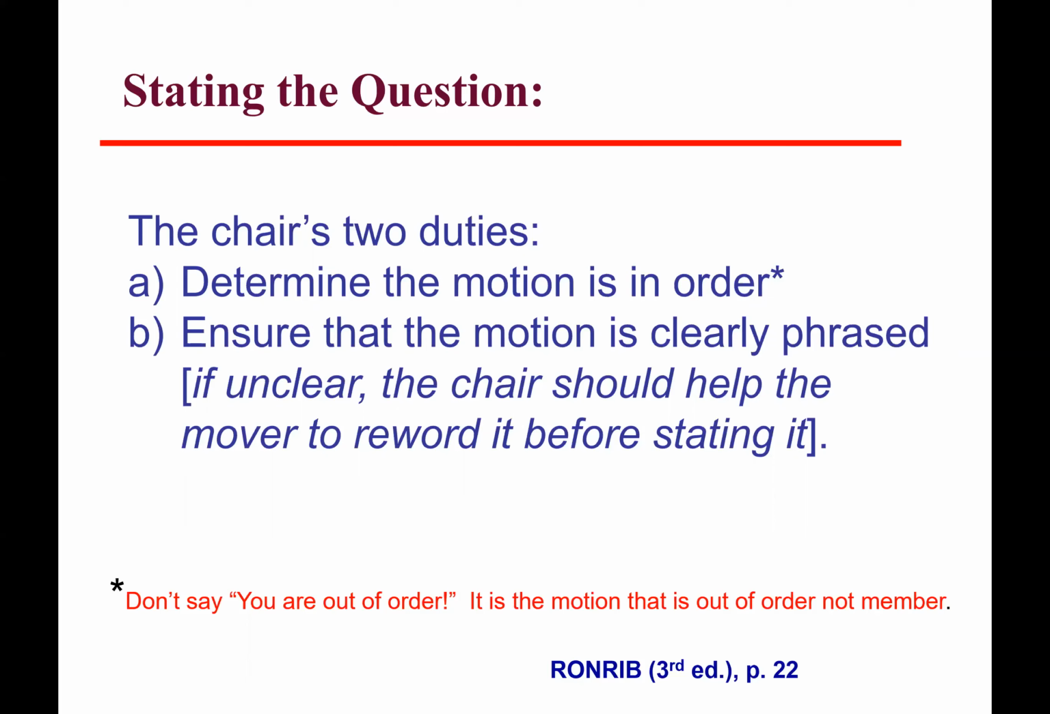Secondly, and by the way, you see the asterisk there: the chair is not supposed to say you are out of order, when in fact it is the motion that is not in order and not the member. So try to avoid insulting a member by saying they are not in order. The only time you get into that is if it was a discipline because their conduct was out of order. And even then it's better to say that rather than that they as a human being are out of order. They're not a broken machine, one would hope.